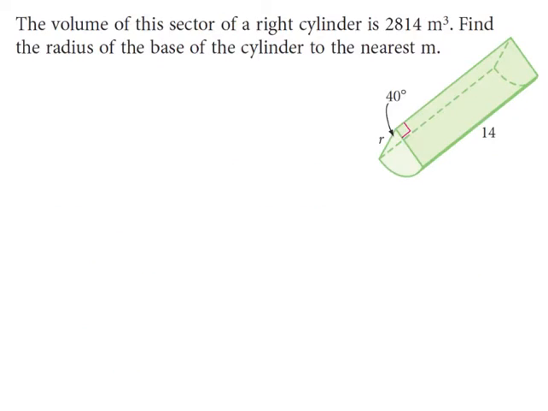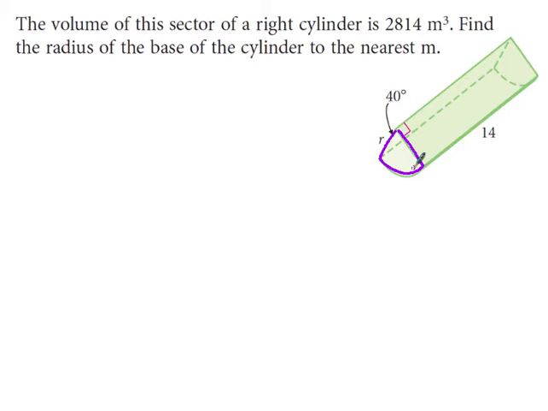Let's look at another one. The volume of this sector of a right cylinder is 2,814 meters cubed. Find the radius of the base of the cylinder to the nearest meter. So, area of the base times the height. What I need to do is, this is the base right here, and it's 40 degrees, right?